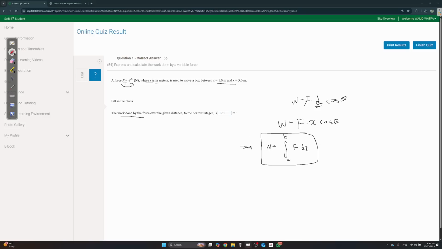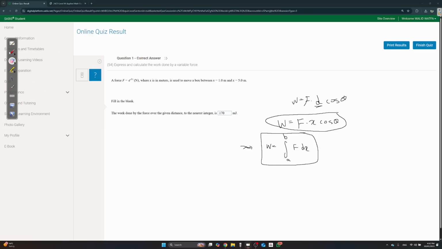So what does this mean? It basically means that when you have an equation for a force, it's not a number. It's not saying F is equal to 20 newtons. No, it's saying F is equal to e to the minus 3x newtons. So this is an equation that's variable. Depending on the x value, it gives you a different force. So you can never use the equation F x cosine theta for that. Therefore, you need to know that work is equal to the integral of F dx.